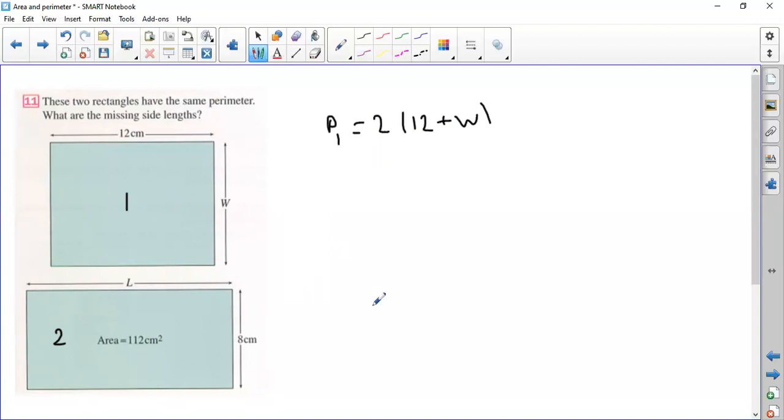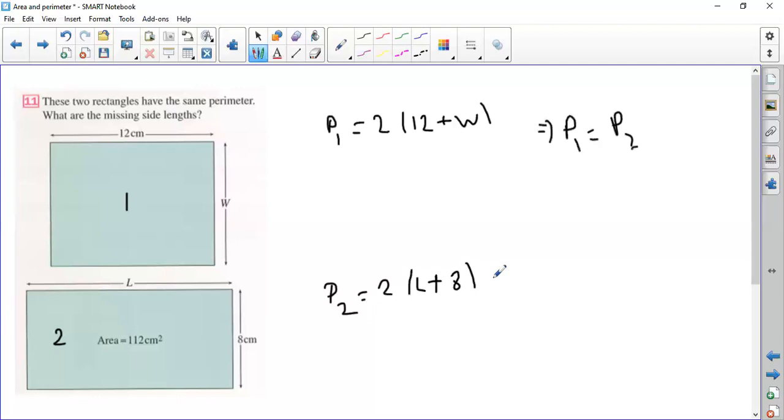Now let's check the second rectangle. Let's say P2 again will be equal to 2 times (length plus 8). Length is missing here. And I know that perimeter 1 is equal to perimeter 2. These two perimeters are equal in value. It is said in the question. Now, again, here I have two unknowns, perimeter and L, but there is something else that is given, the area of the figure.